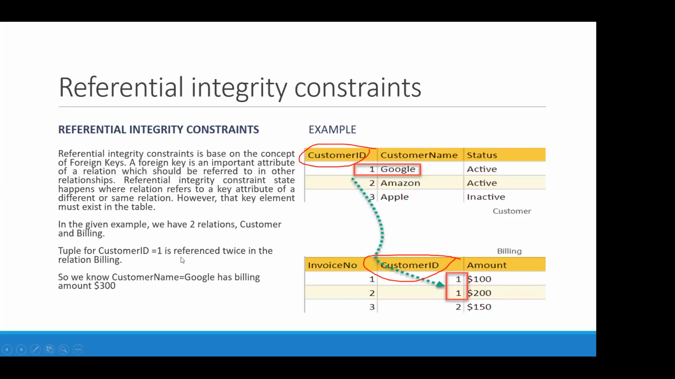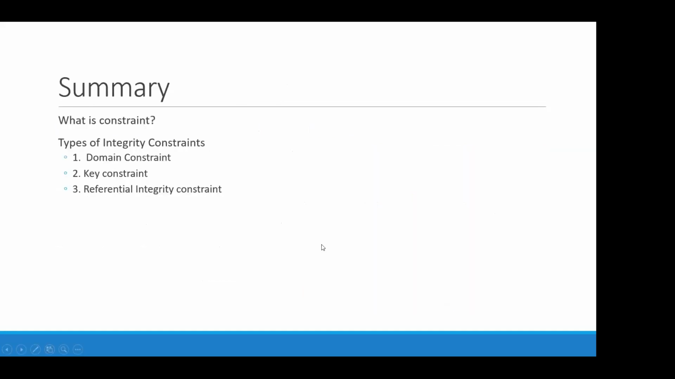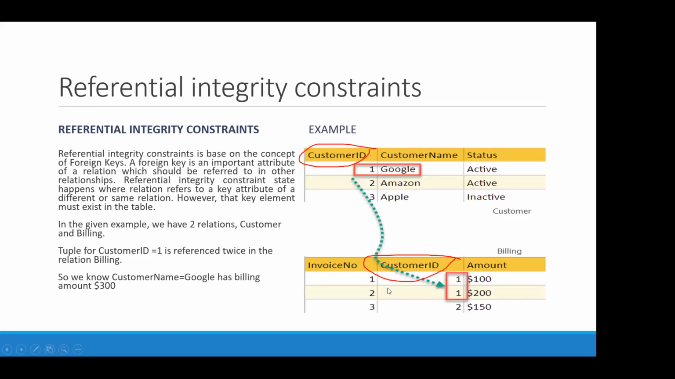Now the referential integrity constraints. It is the concept of foreign key. This is a primary table and this is a secondary table. When a customer does shopping, he will buy some items and want to pay the money. So the second table is invoice. The invoice table uses the customer ID to find the total amount of one customer, so it directly refers to the customer table.